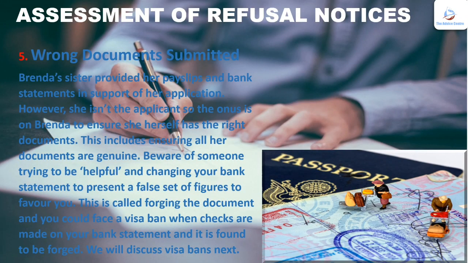Wrong documents submitted. Brenda's sister provided her payslips and bank statements in support of her application. However, she isn't the applicant, so the onus is on Brenda to ensure she herself has the right documents. This includes ensuring all her documents are genuine. Beware of someone trying to be helpful and changing your bank statement to present a false set of figures to favor you. This is called forging the document, and you could face a visa ban when checks are made on your bank statement and it is found to be forged. We will discuss visa bans next.